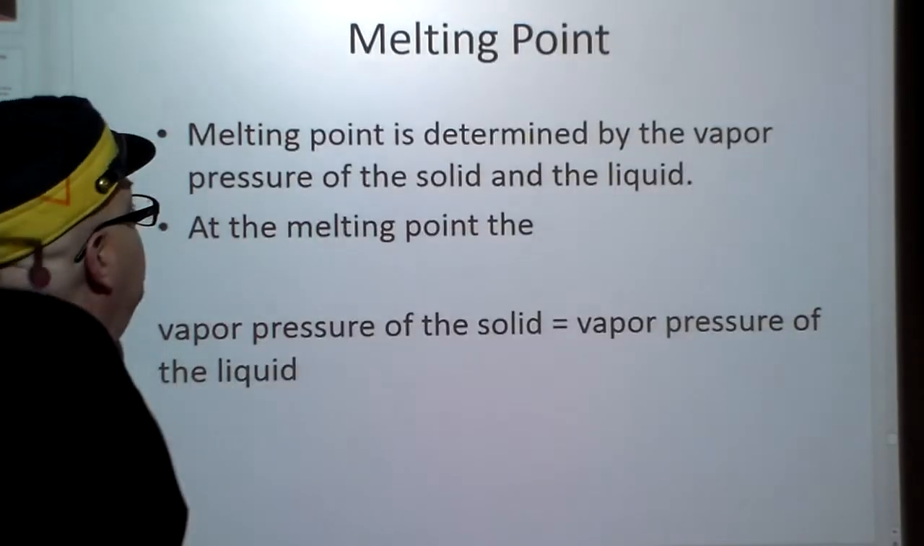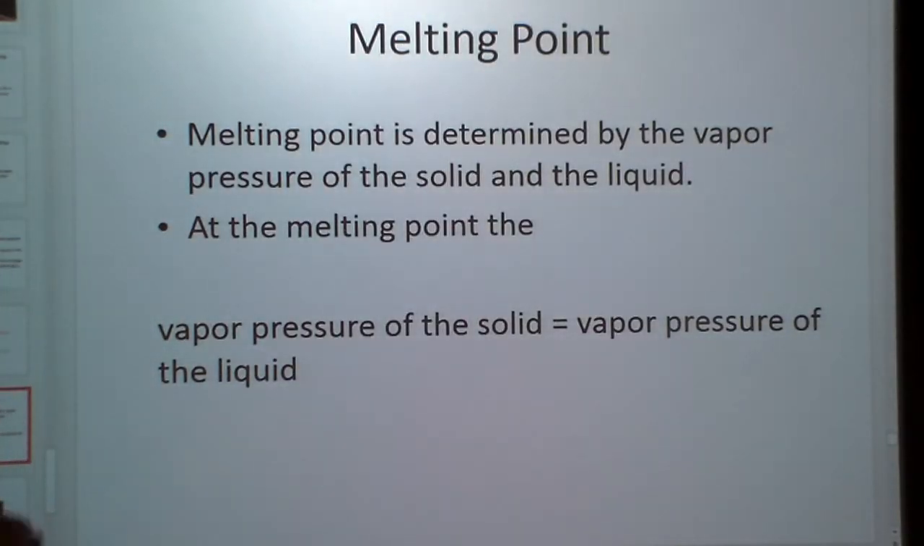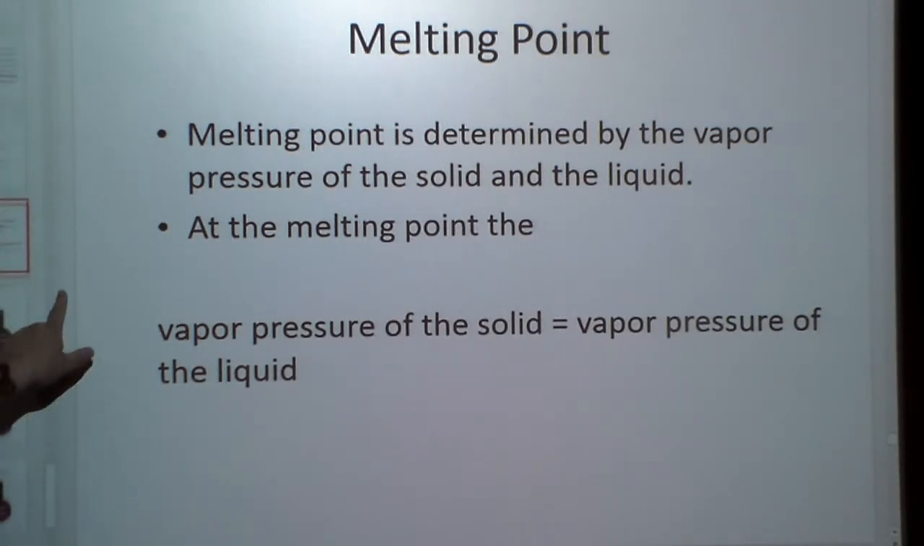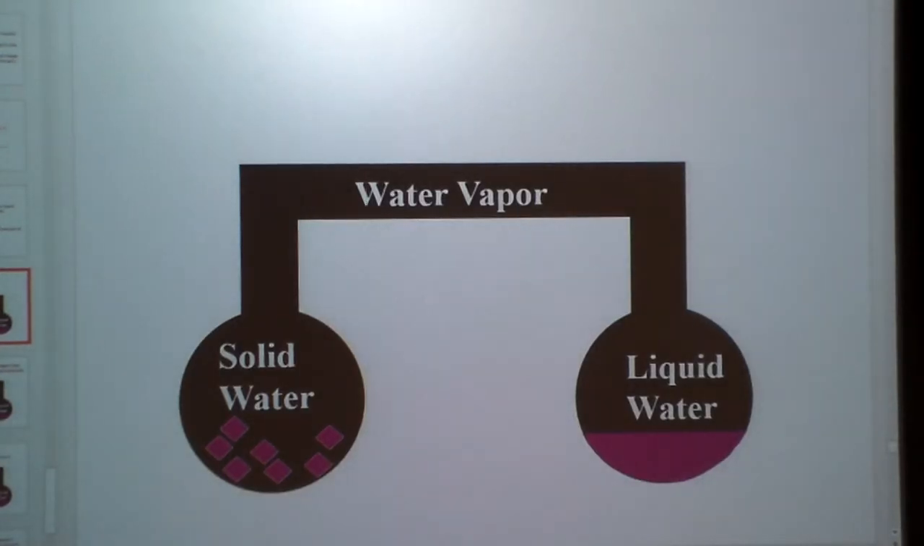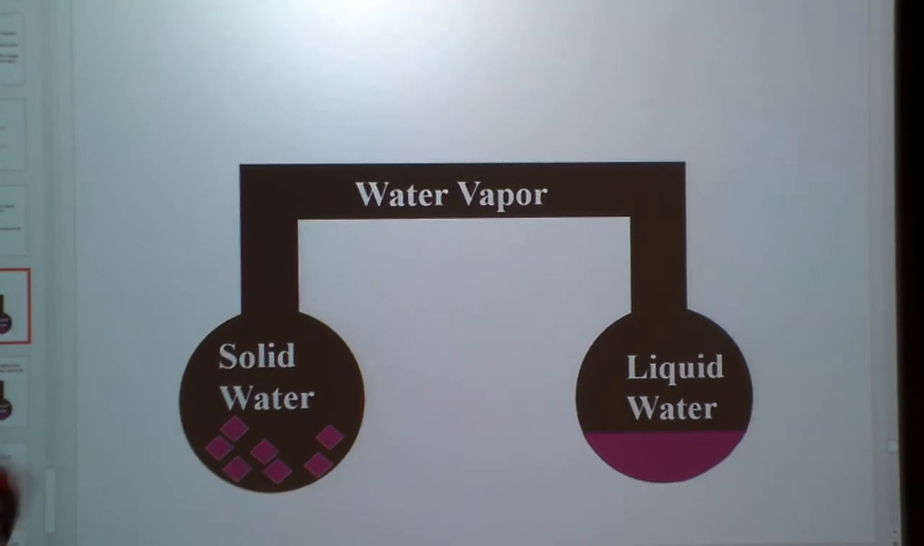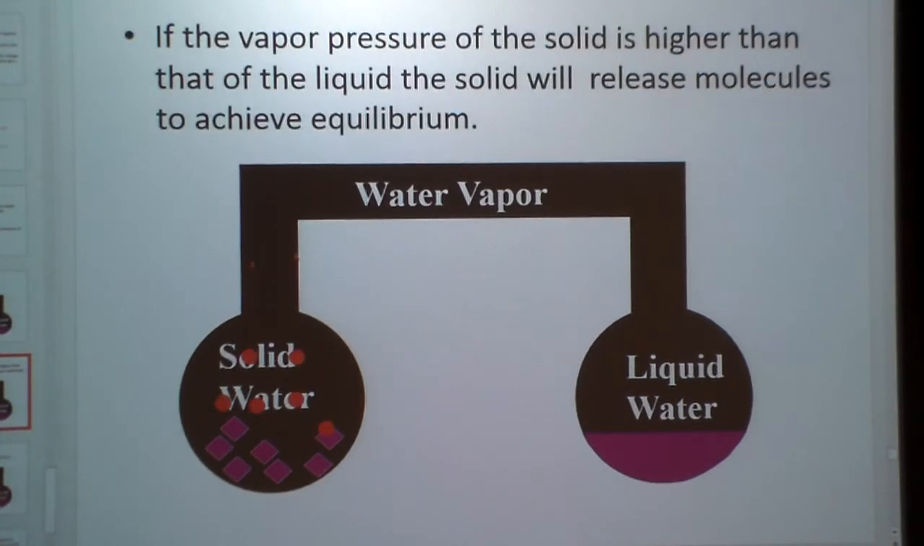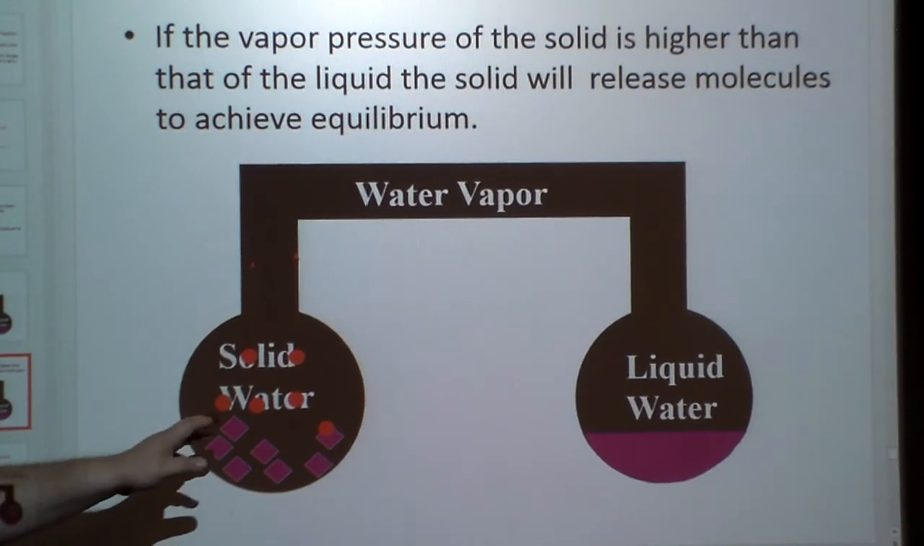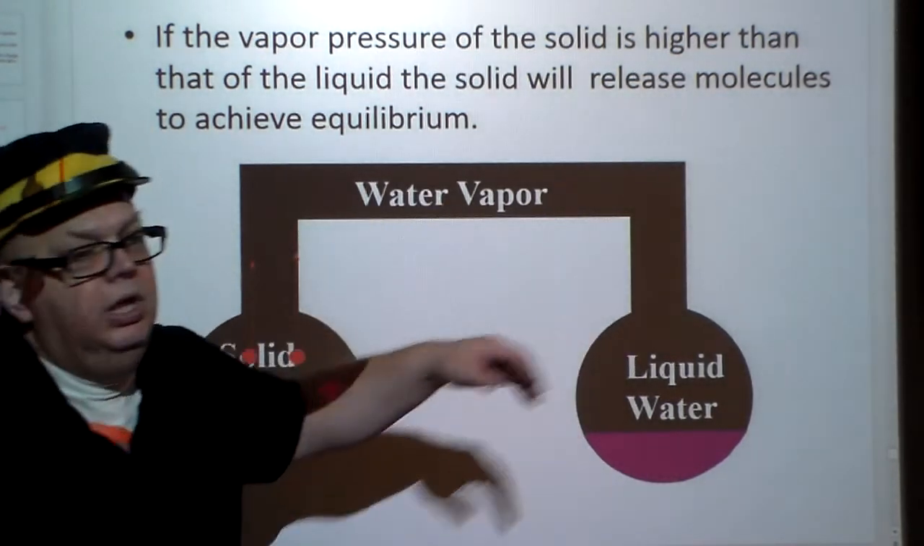Melting point is determined by the vapor pressure of the solid and the liquid. At the melting point, the vapor pressure of the solid is equal to the vapor pressure of the liquid. I'm kind of going fast here. So, here's the diagram where you have liquid water, solid water, and water vapor. If the vapor pressure of the solid is higher than that of the liquid, the solid is going to release molecules in order to achieve the equilibrium.